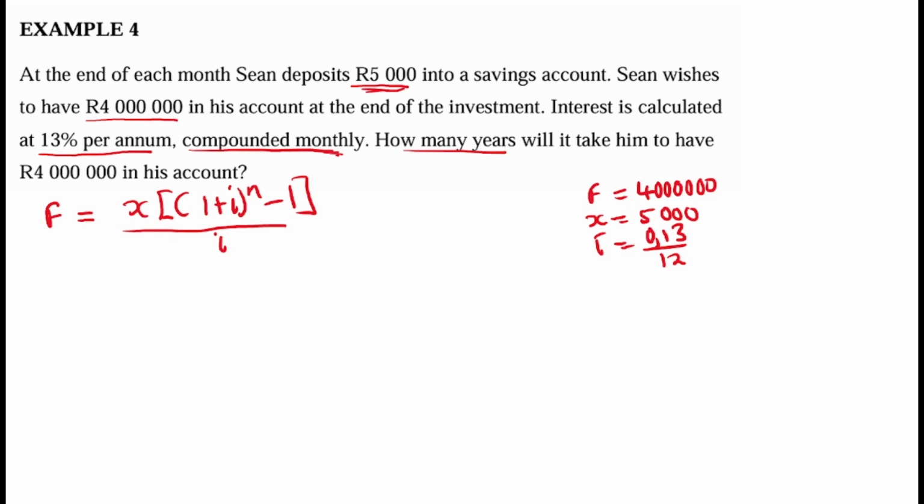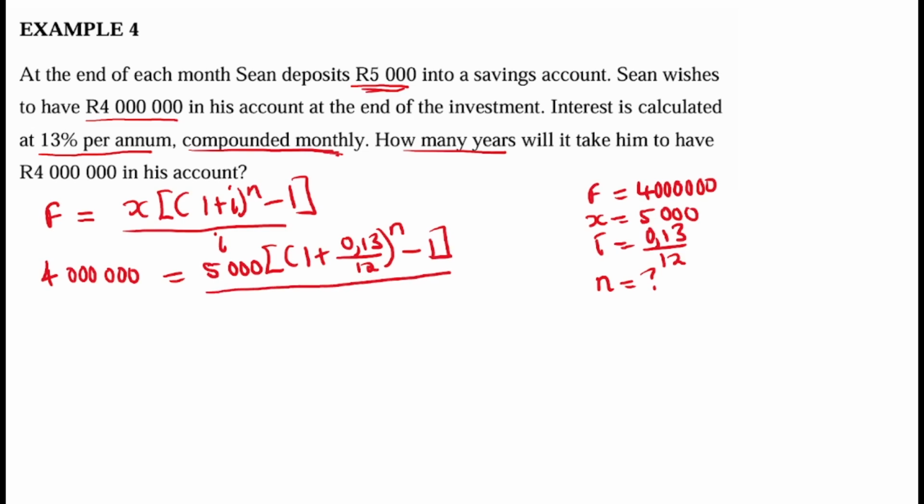And then what are we looking for? We're looking for n, which is the number of payments. But it says how many years. From the number of payments, we're going to get the number of years. Let's substitute what we have. We have 4 million is equal to 5,000, which is the X, times (1 plus i, which is 0.13 over 12) to the power n, that's what we're looking for, minus 1, all this over 0.13 over 12.